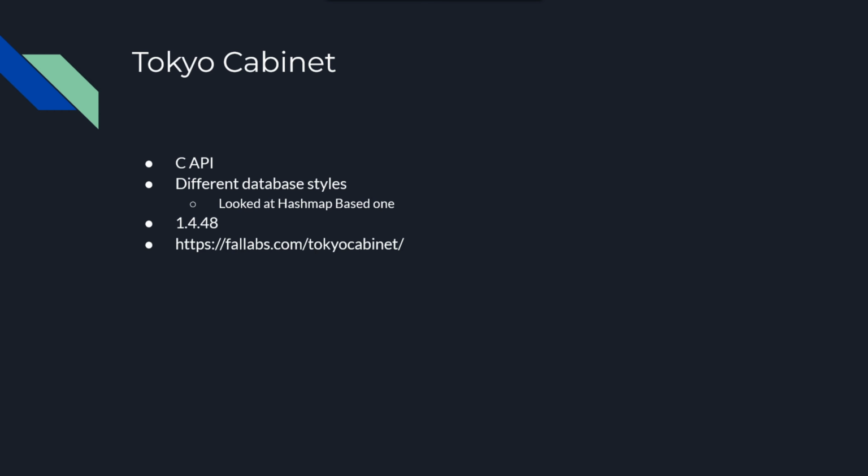So, a bit about the Tokyo Cabinet databasing software. You interface with it through a C API. It has different database types or styles. The type we will be looking at for this project is the hash map based one. The version I worked against is 1.4.48, which at this time I believe is the latest database version. However, I think development on this project may have ceased as of now, and there's a link to the project if you want to take a look at it.